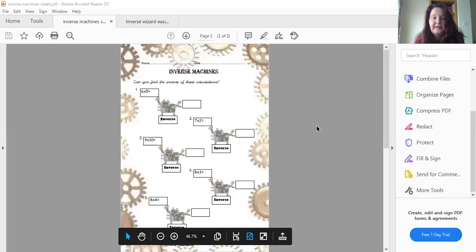And then if you're feeling really, really confident, there's a really hard sheet for you to try. I don't think I've put that up on the screen. But if you're feeling really, really confident, have a go of doing the really hard one as well. Don't worry if you can't do it. Do the first one first.